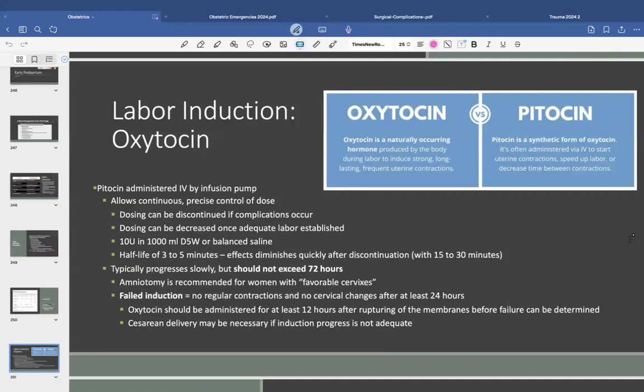Oxytocin should be administered for at least 12 hours after you rupture the membranes before you can determine failure. You rupture the membrane, with the oxytocin running for at least 12 hours. Nothing, no contractions, no cervical changes. These patients will likely need a cesarean section if it does not progress.